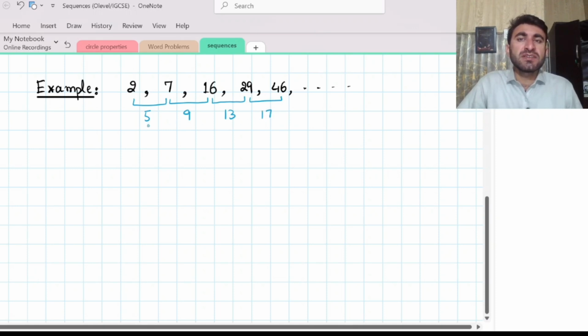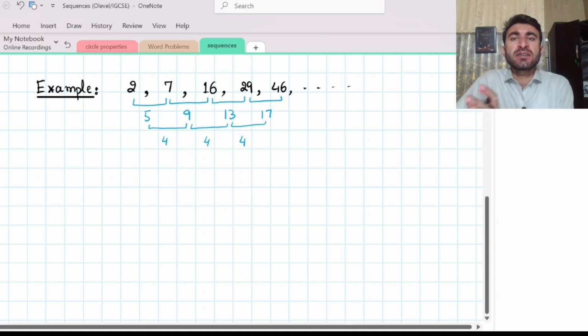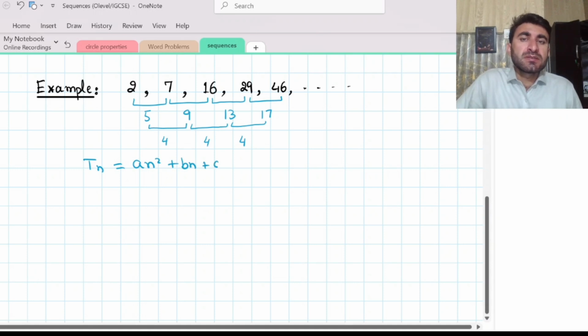17. So as we see, the first difference sequence is not a constant sequence, it is not a linear sequence. So let us take the second difference sequence. 9 minus 5, which is 4. Then 13 minus 9 is again 4, and 17 minus 13 is again 4. So as we see, the second difference sequence is a constant sequence, so it is a quadratic sequence. So if it is a quadratic sequence, then its nth term shall be a quadratic expression, an squared plus bn plus c, and we need to figure out the values of a, b, c.